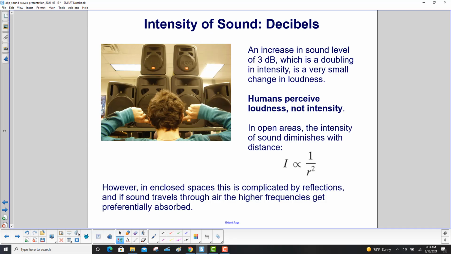An increase in sound level of 3 decibels, which is a doubling in intensity, that's a good rule of thumb, is a very small change in loudness. Humans perceive loudness, not intensity. In open areas, the intensity of sound diminishes with distance, proportional to 1 over r squared. However, in enclosed spaces, this is complicated by reflections, and if sound travels through air, the higher frequencies get preferentially absorbed.